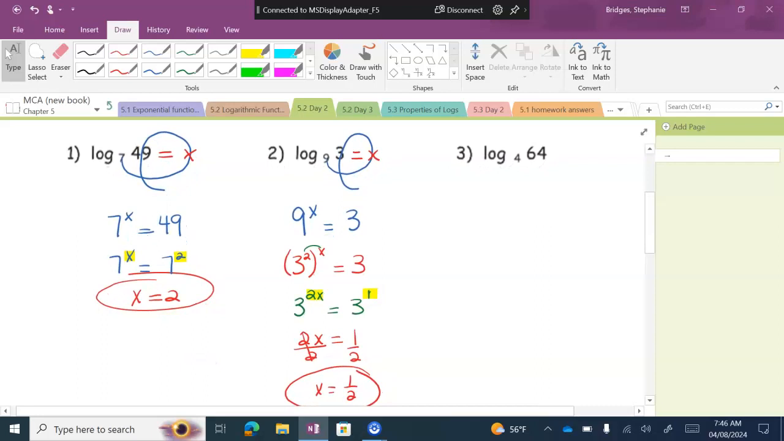All right, try number 3. Again, some of them are very easy to just look at and figure out. Some of them are going to require just a little bit of work. None of them should be extremely difficult. Set it equal to x. Take it to exponential. Rewrite both sides with the same base.